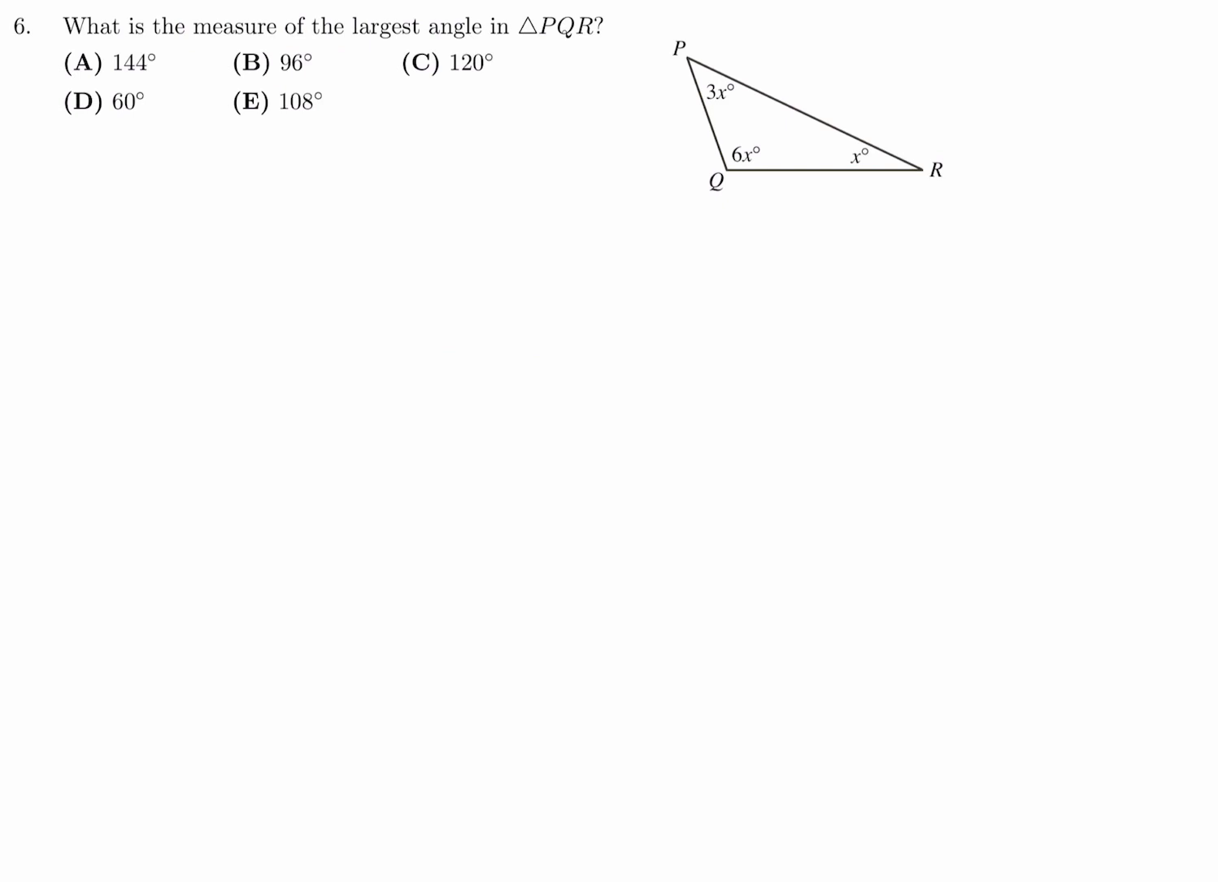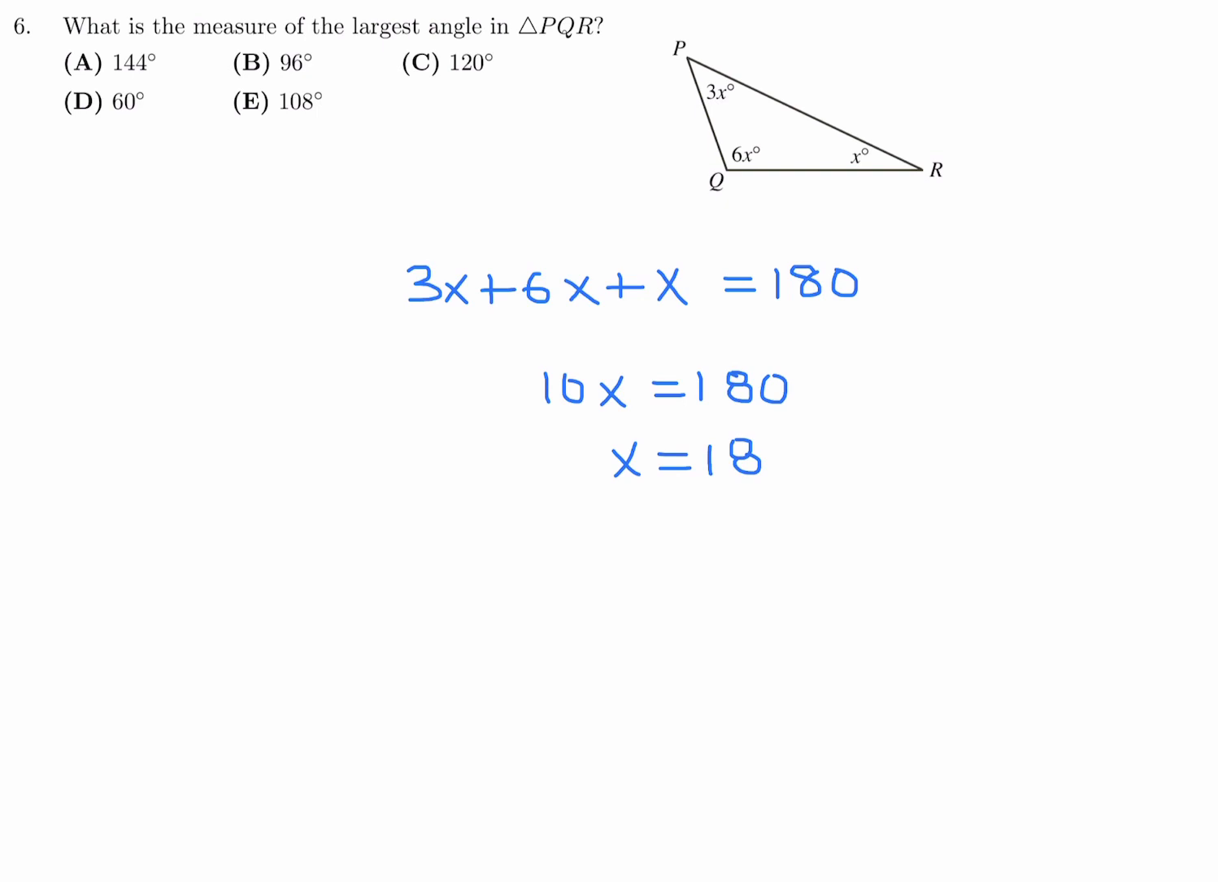What is the measure of the largest angle of PQR? So we have PQR, and these are the angles right here. So that would be 3x plus 6x plus x, and that is equal to 180 degrees. So this becomes 10x is 180, and therefore x is equal to 18.